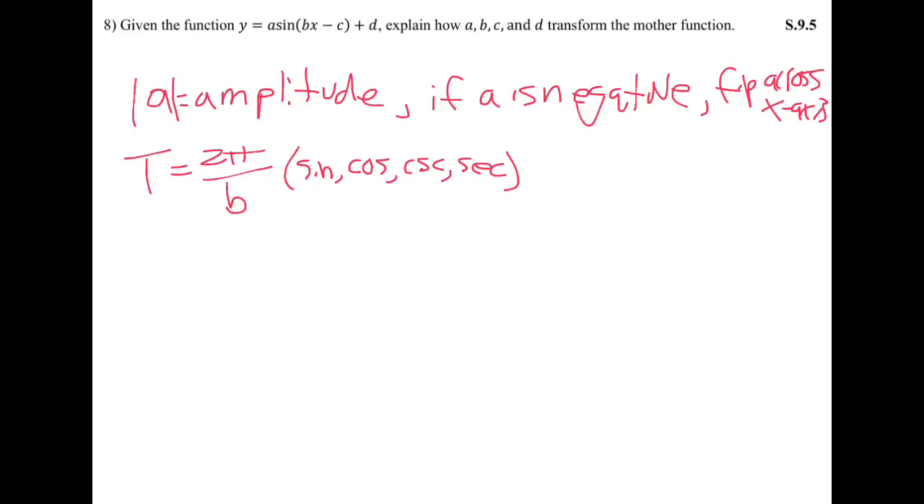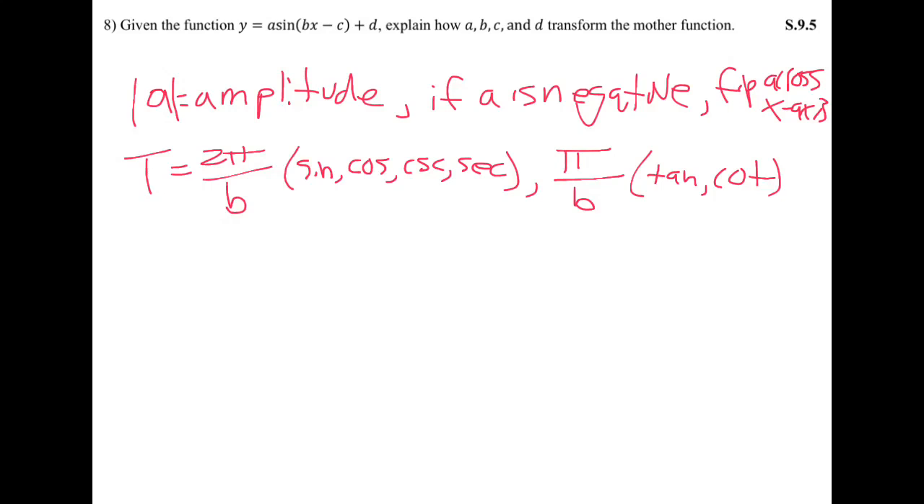If you're talking about a tangent graph, then your period will be pi divided by b, because the period of a tangent graph, when it's not transformed, is pi. And so you do pi over b instead of 2 pi over b. But again, that's only for tan and cotan. So that's the first thing that b does. What else does it do?